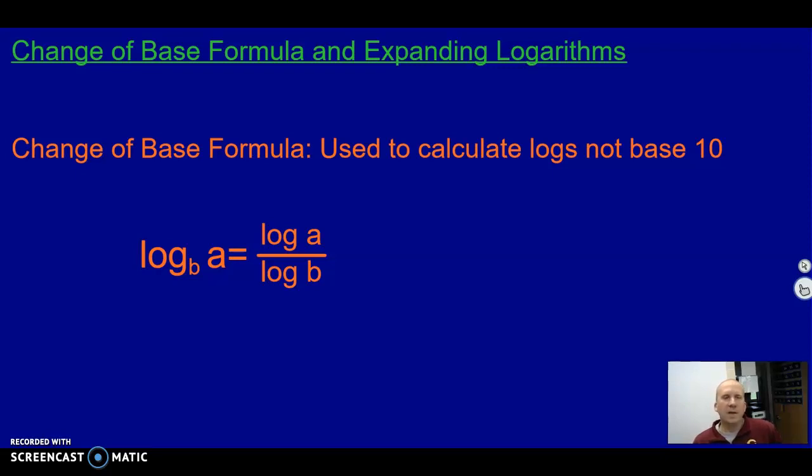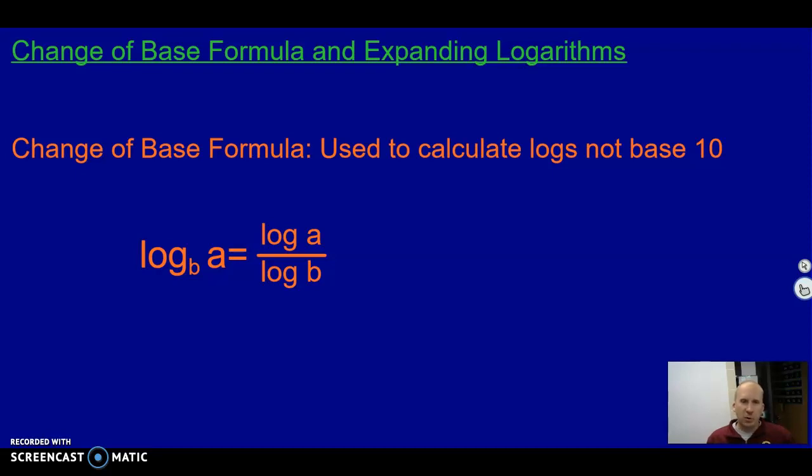Hello again, everybody, and welcome to Algebra 2, Section 2 of our Logarithms unit. In this unit, we're going to be talking about using the change of base formula and expanding logarithms. There are two parts to this because the change of base formula is extremely simple and quick.